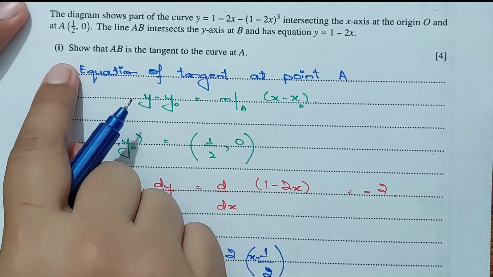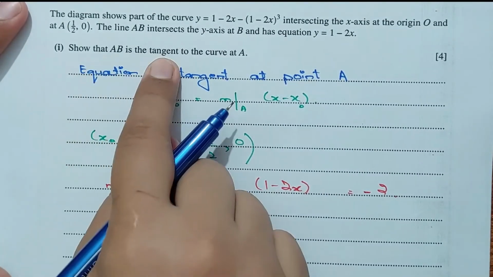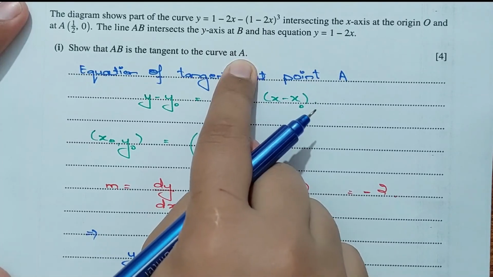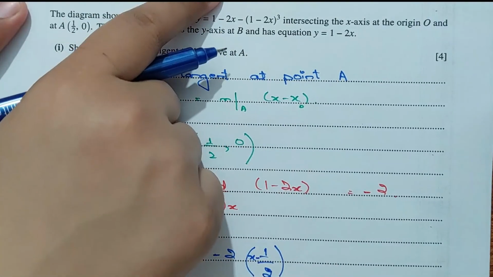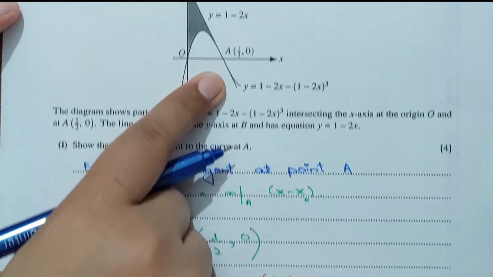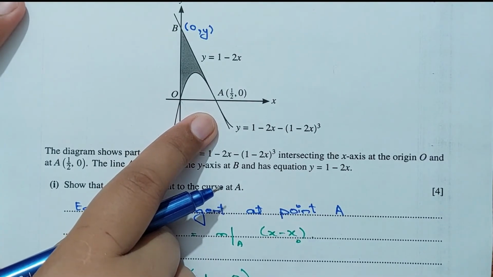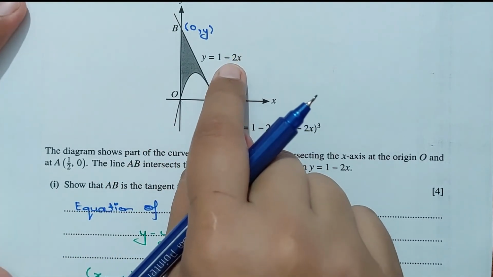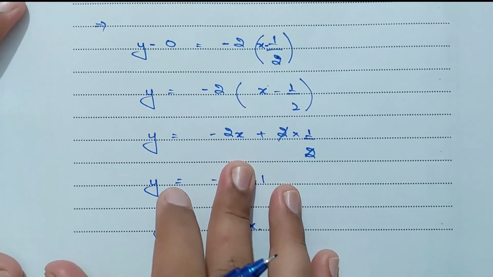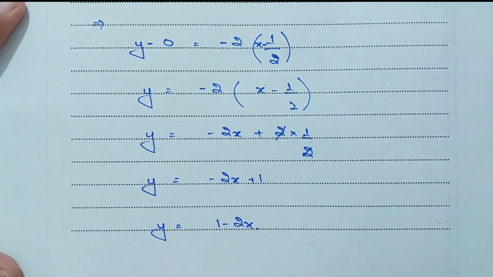So this is proved. We have shown that AB is tangent to the curve at point A. The line AB is tangent to the curve at point A. It is tangent because they have the same slopes. The slope of this line is negative 2 and the slope of the equation of tangent is also negative 2.